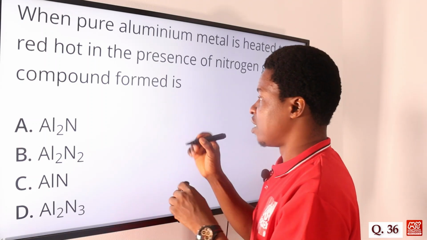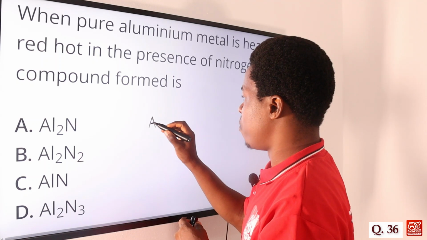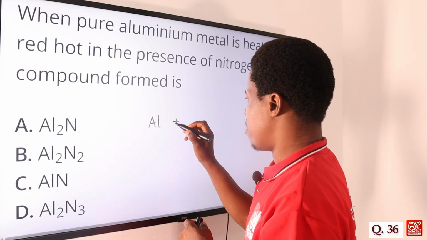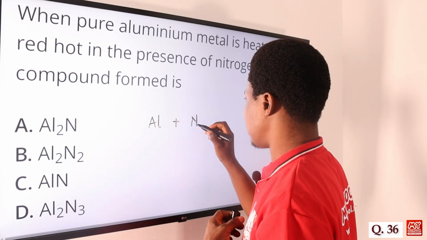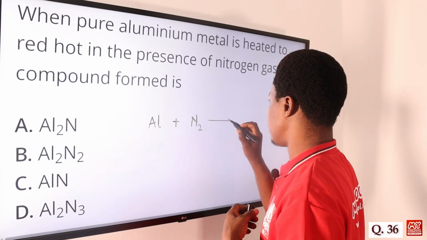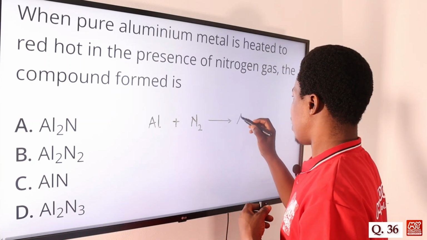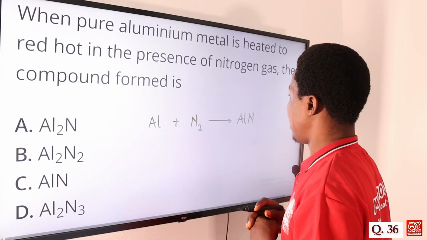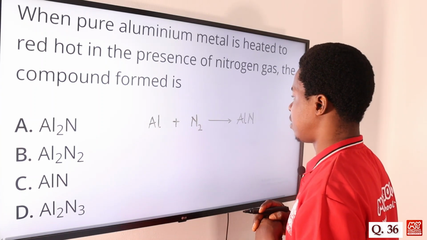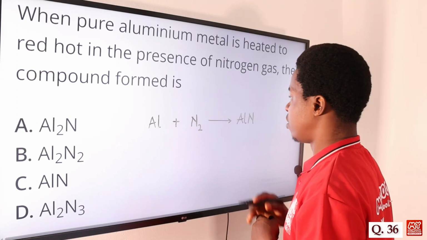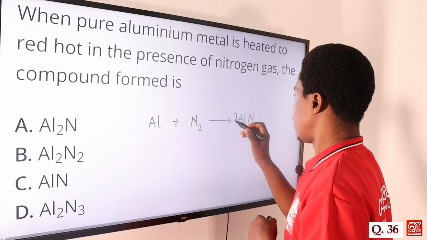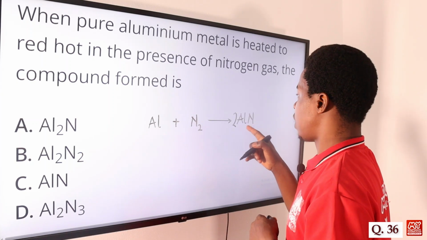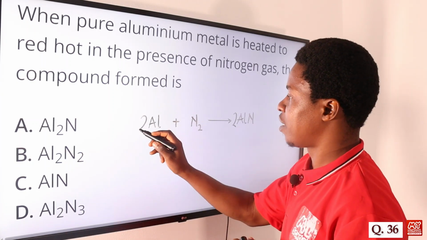Okay, so what happens is we are going to have your aluminum metal reacting with nitrogen gas. That's the chemical reaction that is going to take place. We are going to form aluminum nitride, so we have AlN. Yes, that's what we're going to have. Let's see. To balance this equation, if we have 2 here, nitrogen is 2 now, aluminum is 2 here, so we have 2 here. I think the equation is balanced.